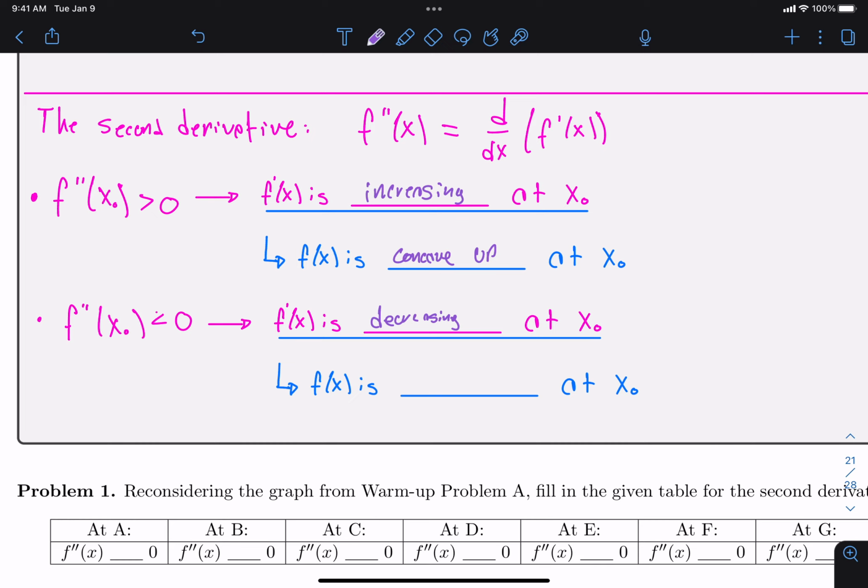And f double prime being negative tells us f prime is decreasing, tells us that f of x is concave down.